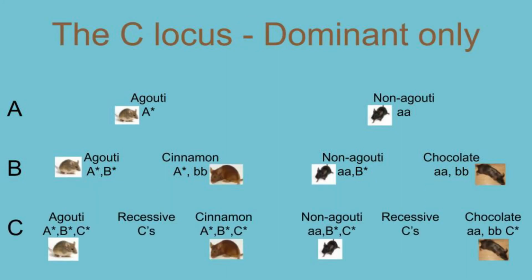The C locus acts slightly differently. In the same way that there are many different alleles on the A locus, not just dominant and recessive, there are many linked recessive alleles that are possible on the C locus. For this reason, for now, we're just going to assume that all the mice can only inherit dominant C.